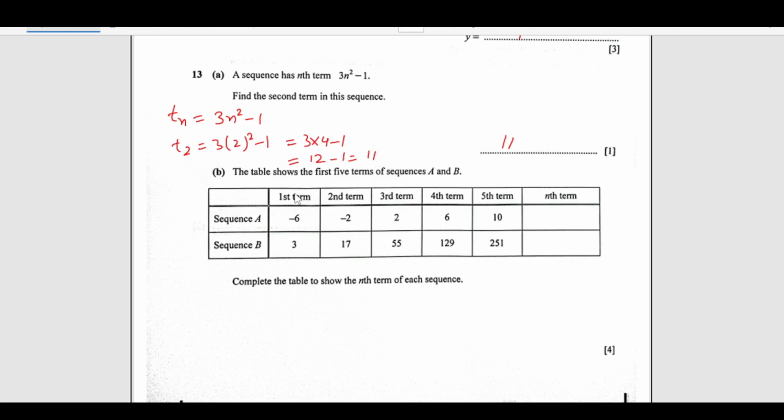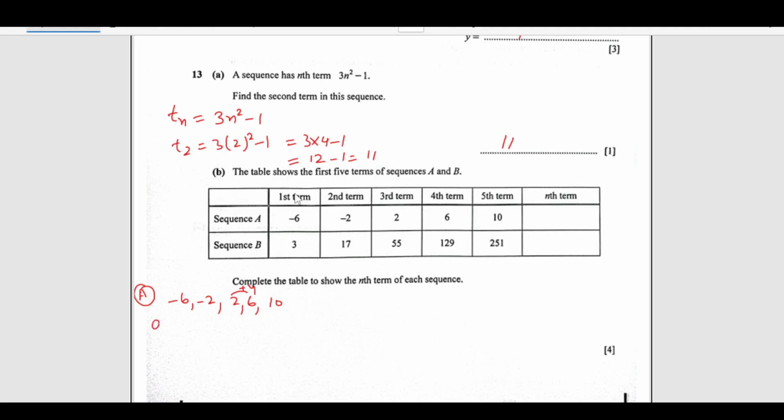Now, we have to go one by one. Let us say I am taking sequence A first. We have here negative 6, negative 2, 2, 6, 10, right. So if you see, we are getting the next term by adding 4. Okay. So that means the common difference here is 4, right.